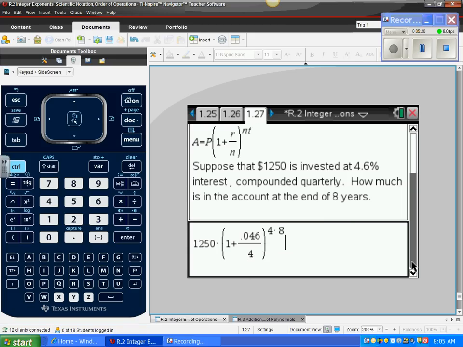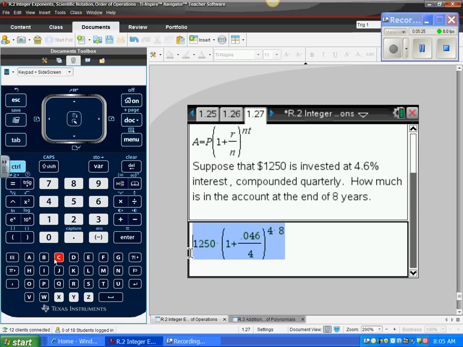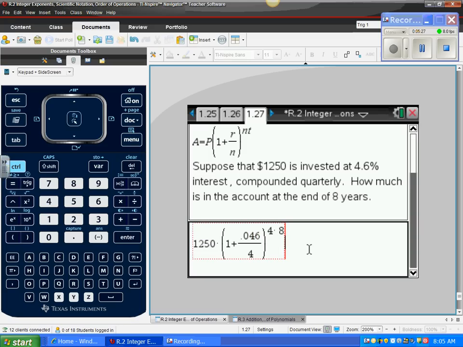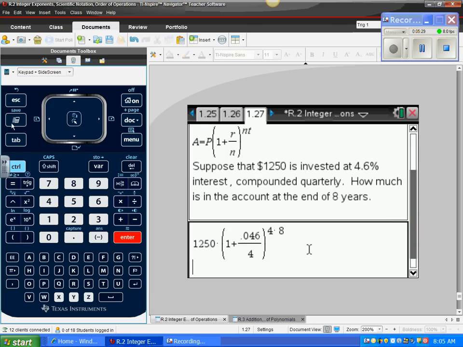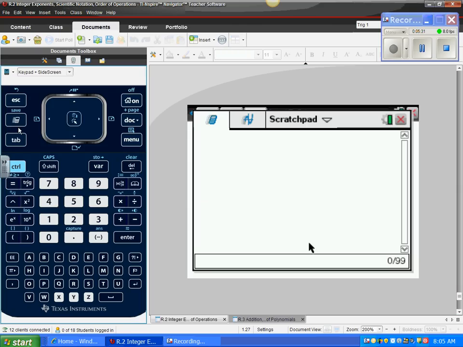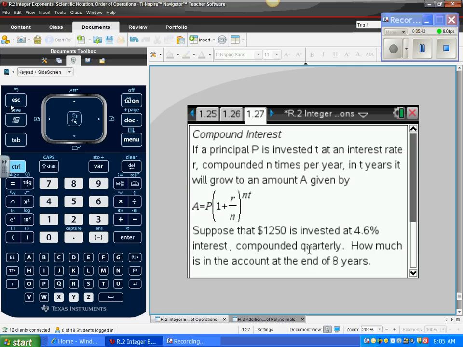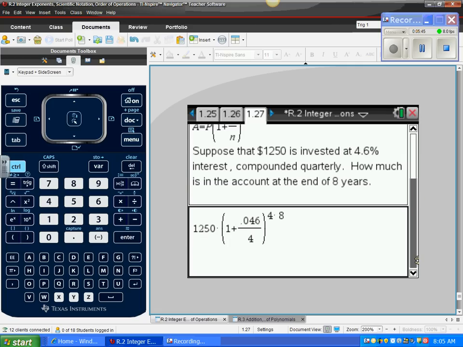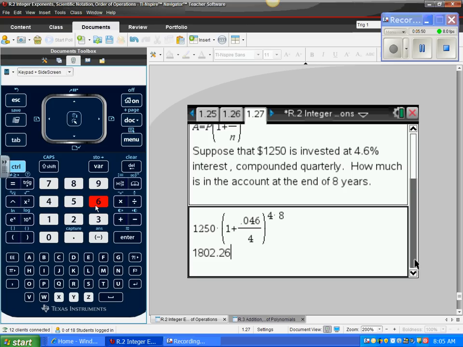Okay. So all I'm going to do here is quickly highlight that. Control C to copy it. Throw it in my scratch pad real quick. Control V and hit enter. $1,802.26. So there's your value. Okay, and if we wanted to find a dollar sign, we could.